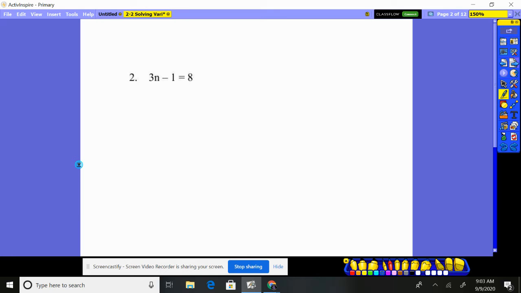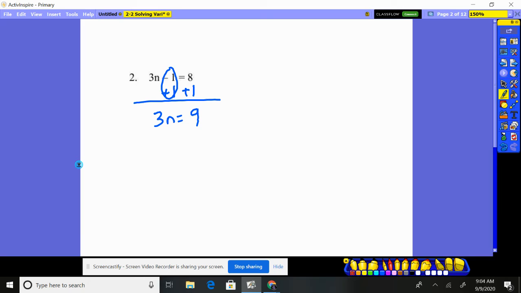Problem 2. Okay, we have the variable 3n minus the number 1 equals the number 8. So let's move that minus 1 off of the left side over to be with its number buddy 8. How do we undo subtracting 1? If somebody's thinking of something and they take 1 away, the way you move back is you add 1. So we add 1 to undo that subtracting 1. That's going to go away. I get 3n equals 9.